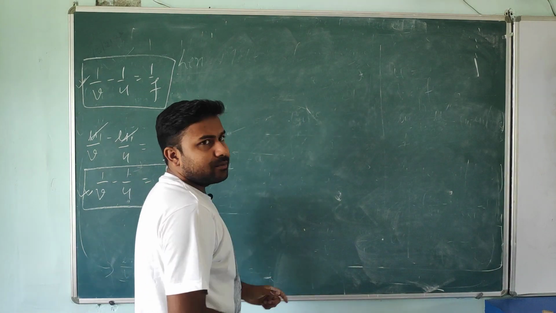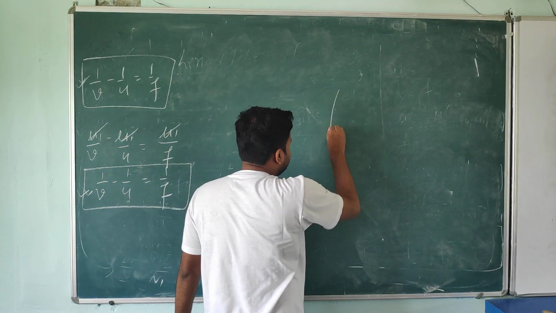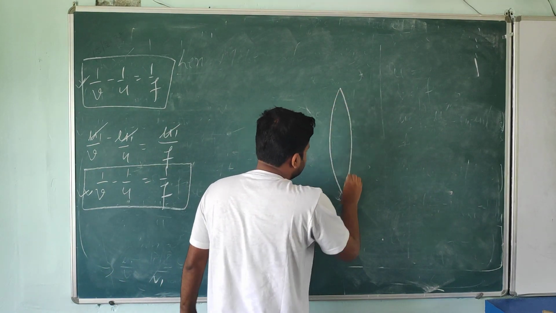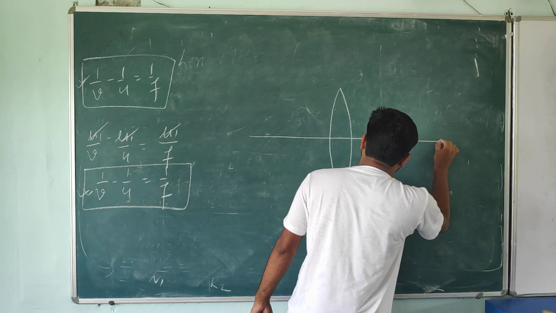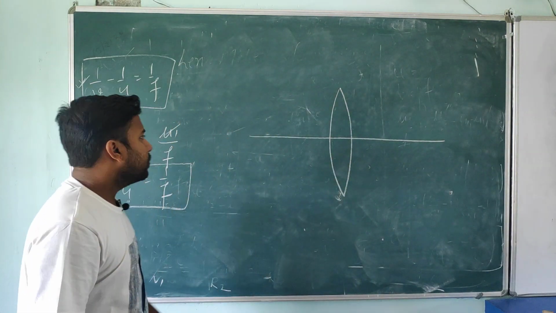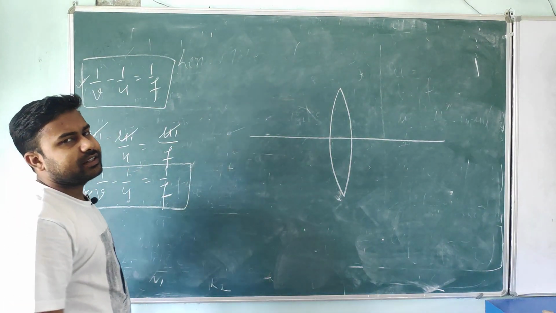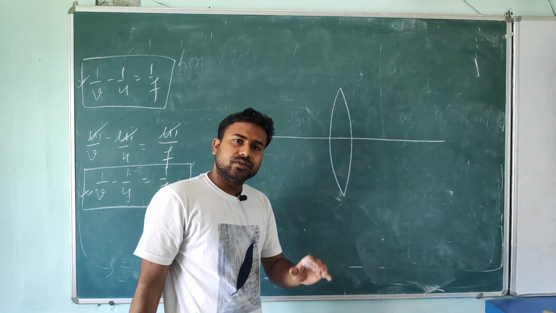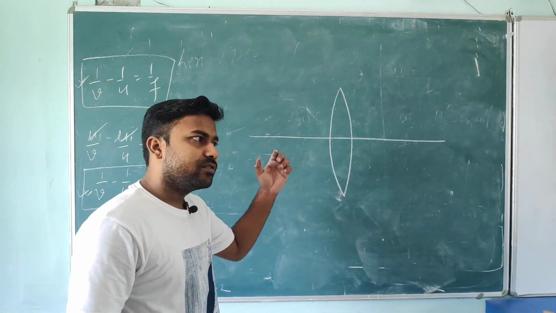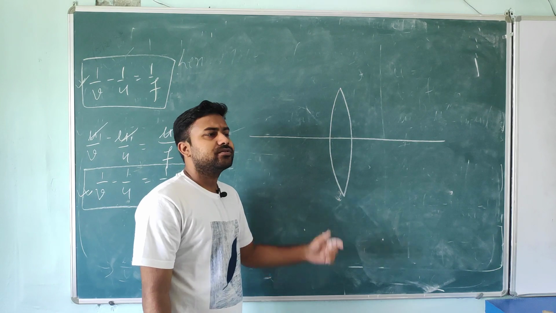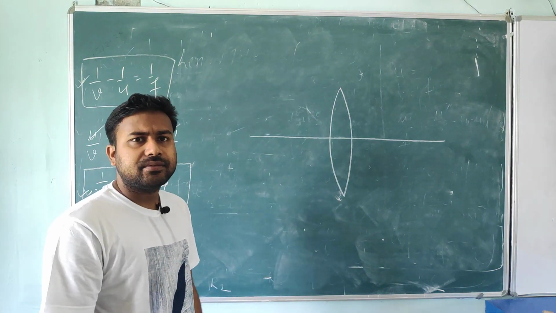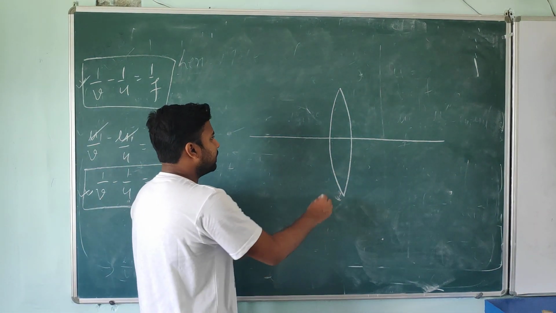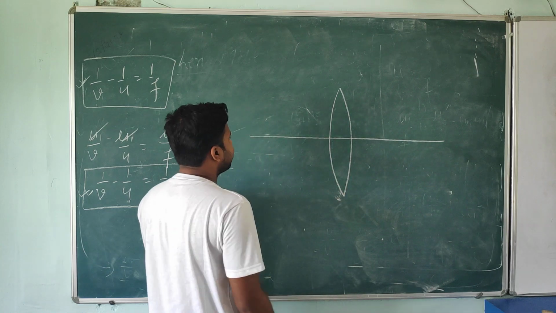Okay students, now I am going to discuss the magnification formula. Again I am assuming this formula is valid for concave, convex, all types of lens. You can derive this formula using the concave lens also; I derived it using the convex. Now students, again I am taking a convex lens.